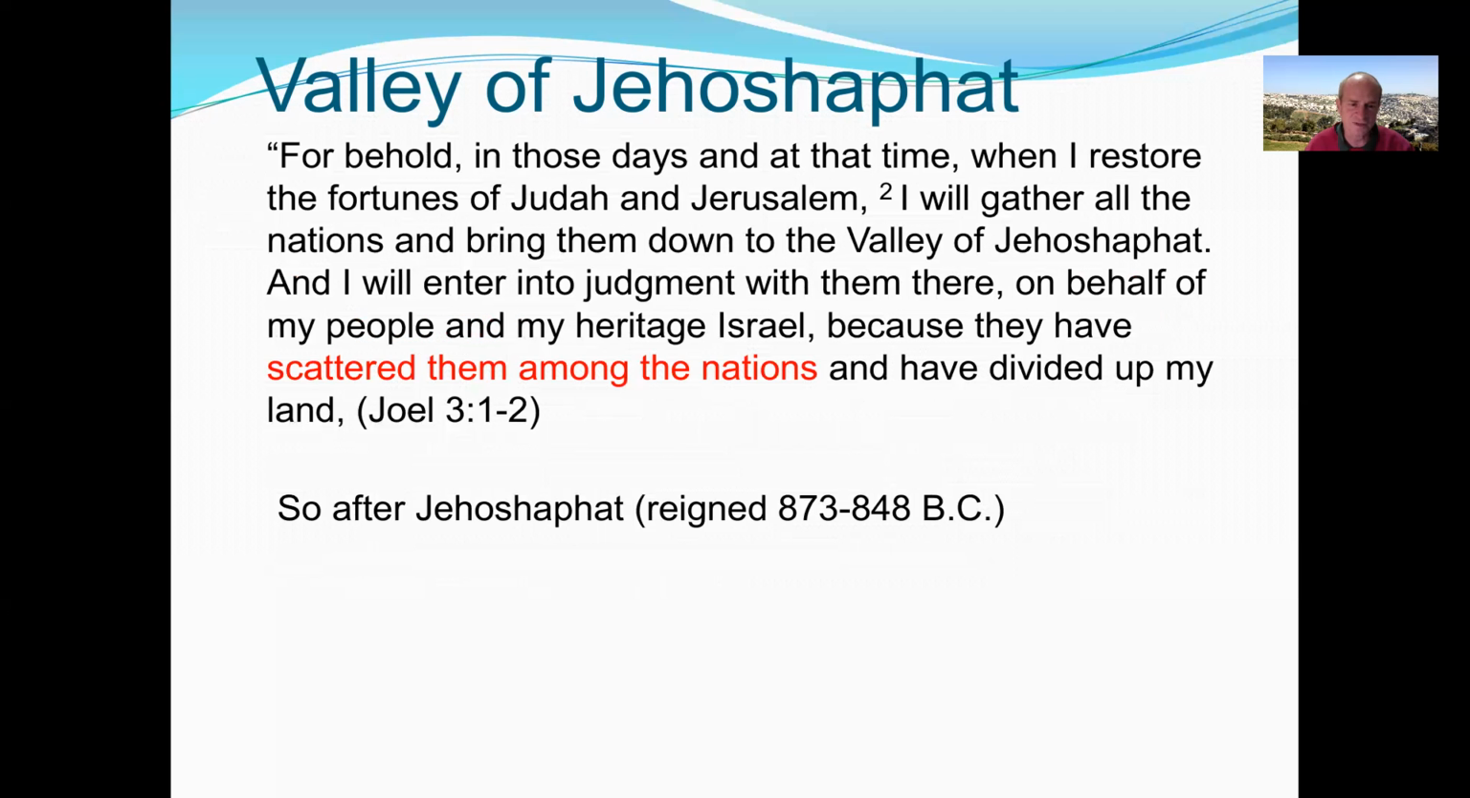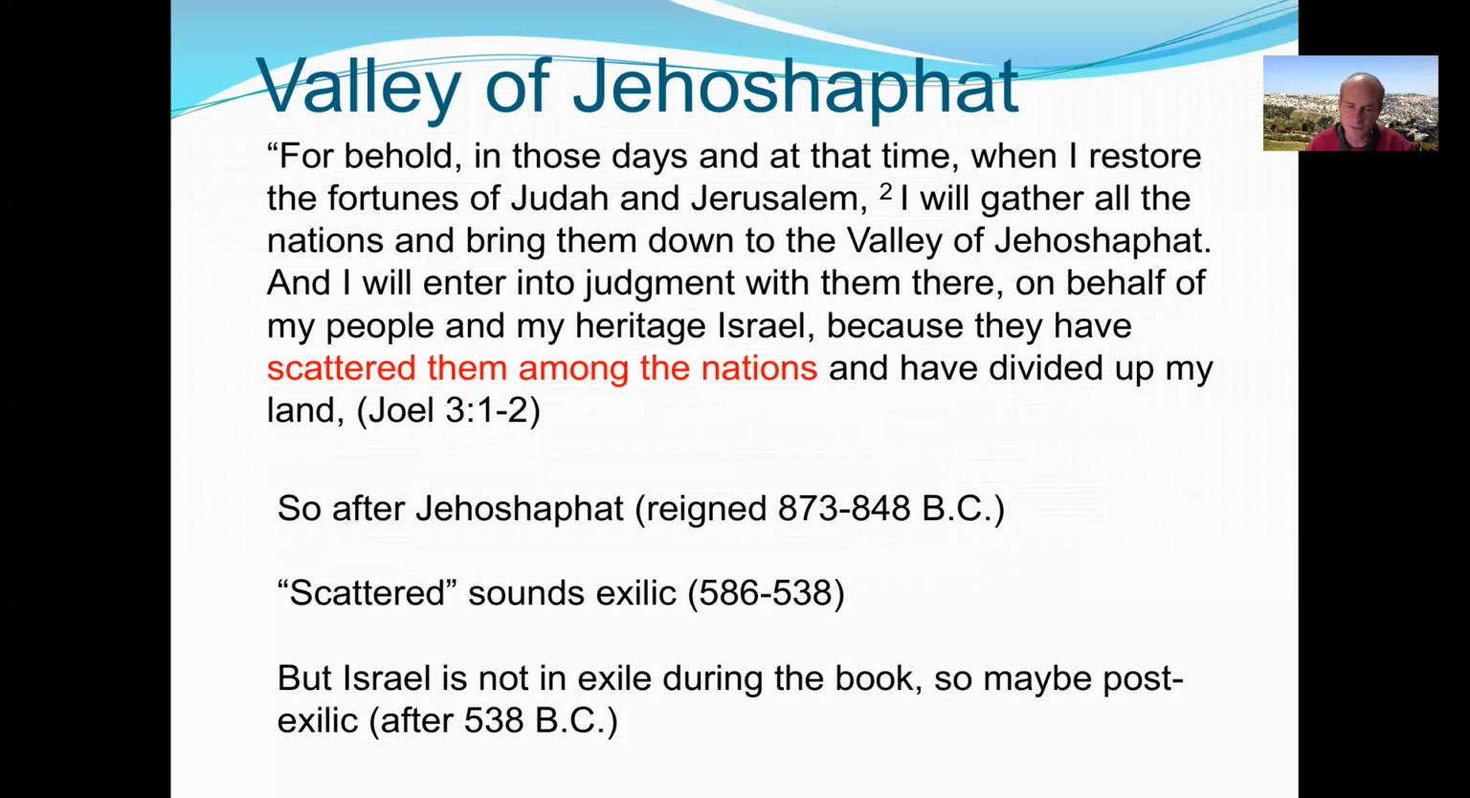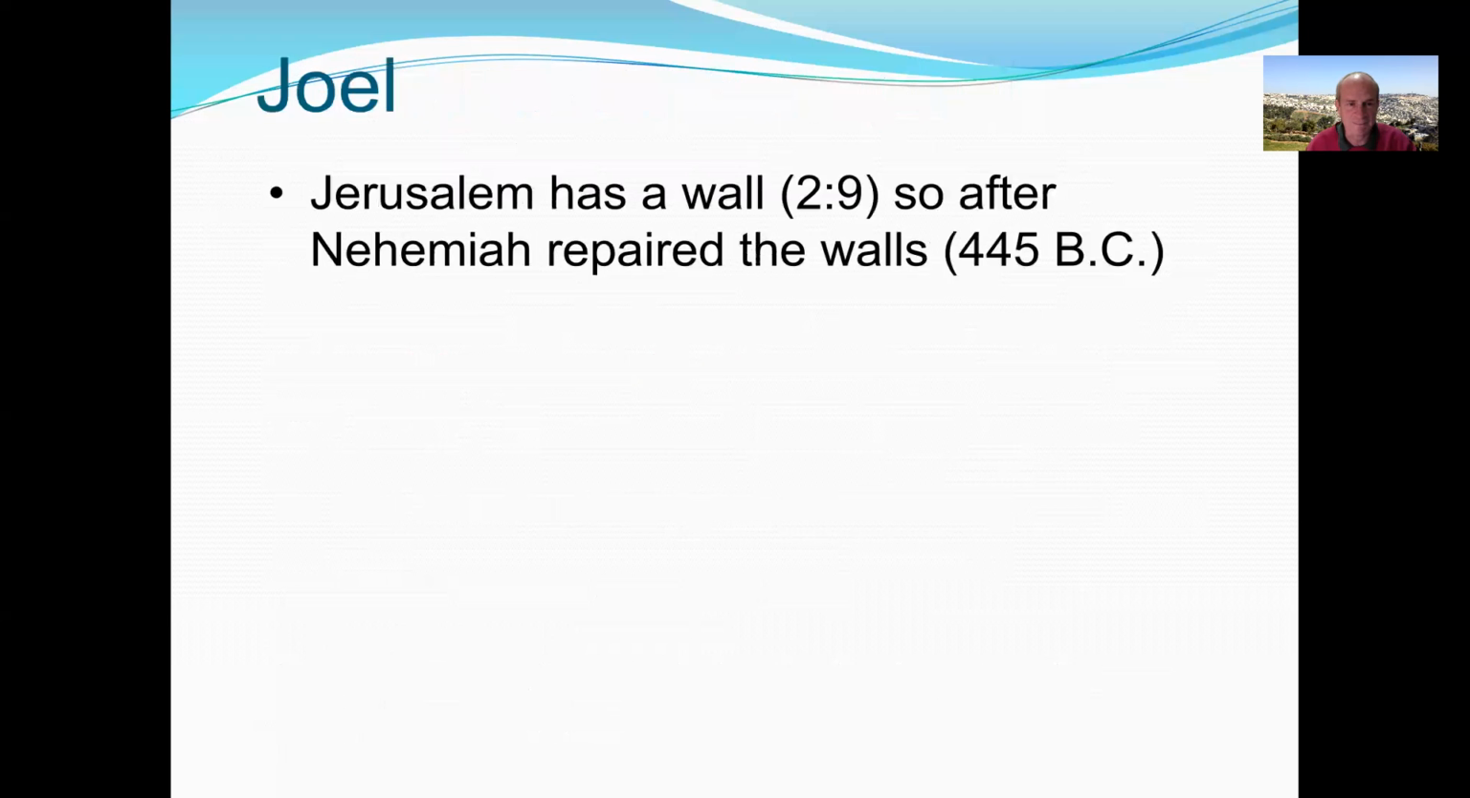But there's also in that same passage this phrase, because they have scattered them among the nations, scattered my people Israel among the nations. And that sounds like it might be exilic, when the people were scattered into exile. But in this book, Israel is not in exile during the book. So maybe that's a hint that they were scattered into exile, but now the exile is over. That would be a second hint that the book may be post-exilic.